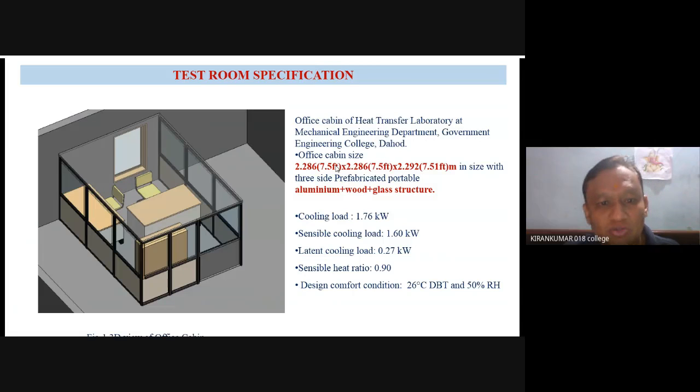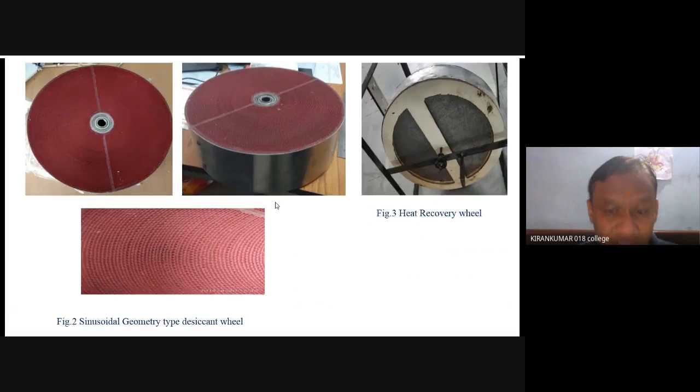This is the test room that was already presented during the cooling load calculations and in the fifth DPC. The size is 8 by 7.5 by 7.5 feet, my cabin, which is considered as the test room. This is the enthalpy wheel as well as the desiccant wheel, which were already purchased in the previous semester.